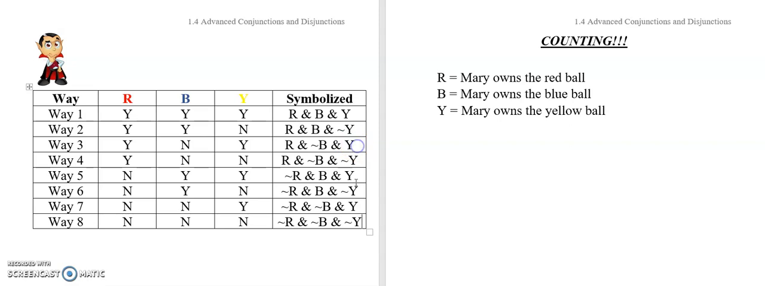Okay, so hopefully you had a chance to do it, but yeah, your symbolizations would look like this. This one, way 8, says she doesn't own any of them, so it's not the case that she owns the red, and it's not the case that she owns the blue, and it's not the case that she owns the yellow. And that symbolizes that Mary owns none of the balls. So notice you're already kind of counting by doing things this way, but it can get even more sophisticated. So let's try an example here.